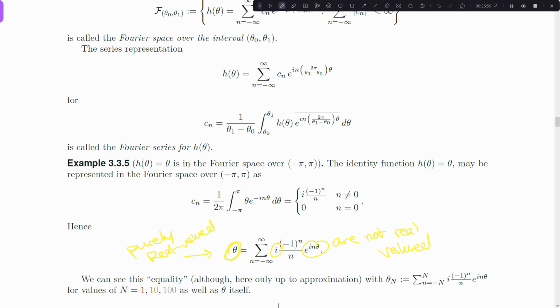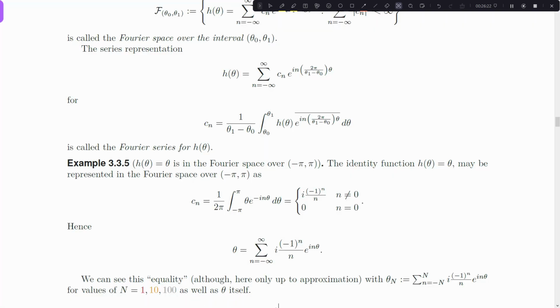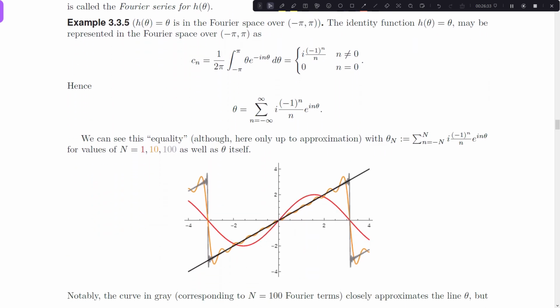So let's look at some of the partial sums here, just plotted as real valued functions. I'm going to call these theta sub capital N, and these are just the partial sums of that Fourier series. I'm going to use their coefficients and the exponentials, and I'm going to let capital N be 1 in red, 10 in orange, and 100 in gray, as well as theta, the identity function itself. And now I'm just plotting these from x to y on the xy plane as any standard generic function would be plotted. And there we can see it.